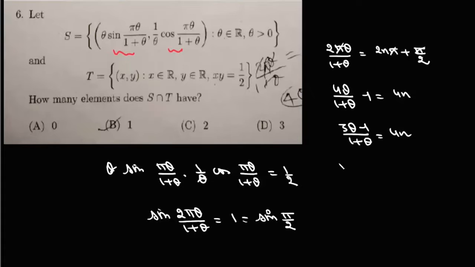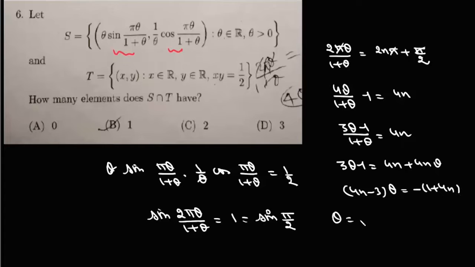Now we cross multiply, we can write 3 theta minus 1, and this is 4n plus 4n theta, or we can write 4n minus 3 theta, it is equal to minus 1 plus 4n, or this theta is 4n plus 1 upon 3 minus 4n. Now it says this theta is greater than 0. So we can write this theta should be greater than 0.